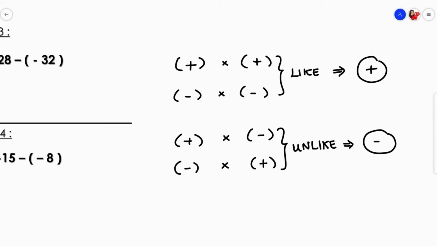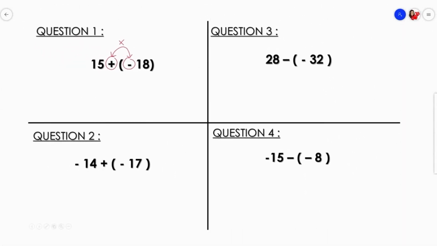So keeping this in mind, we're going to go back to our first question. I'm going to take the symbol before and after the bracket and multiply these two symbols. Because they are unlike symbols, I will get a negative symbol. Now I want to rewrite the question. So 15 minus 18. I'm not going to use the positive or the negative separately, but I'm going to combine them and put the negative symbol here, minus. So 15 minus 18.